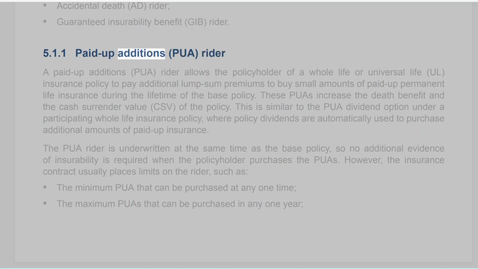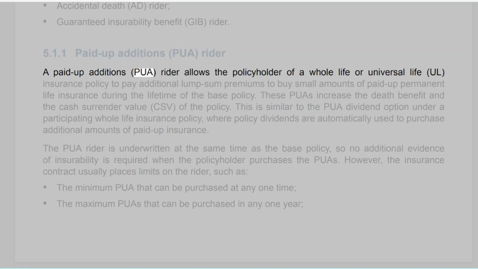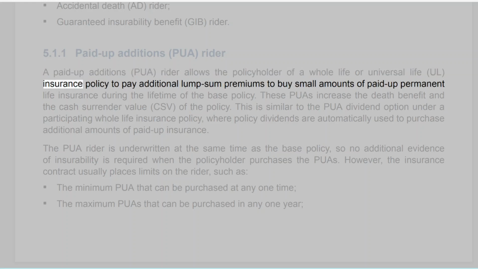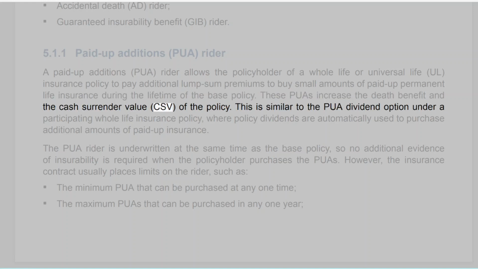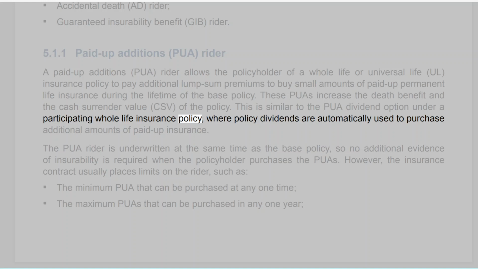5.1.1 Paid-up additions, PUA, rider. A paid-up additions, PUA, rider allows the policyholder of a whole life or universal life, UL, insurance policy to pay additional lump sum premiums to buy small amounts of paid-up permanent life insurance during the lifetime of the base policy. These PUAs increase the death benefit and the cash surrender value, CSV, of the policy. This is similar to the PUA dividend option under a participating whole life insurance policy, where policy dividends are automatically used to purchase additional amounts of paid-up insurance.